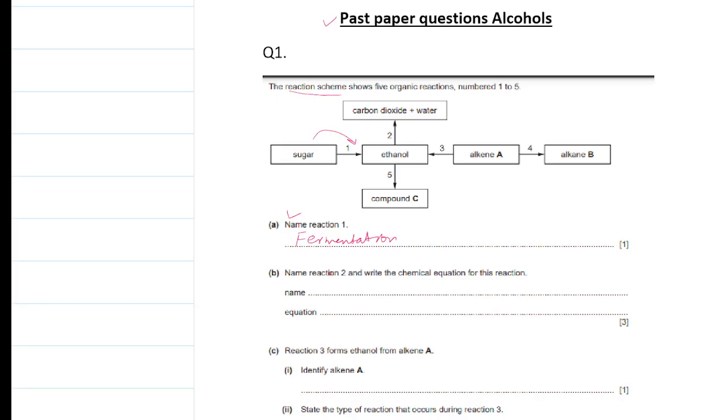So, okay. Now the name of reaction number two. Reaction two means ethanol conversion into carbon dioxide. So that is actually the combustion reaction. Okay, so there are two types of combustion reaction, the complete combustion and incomplete combustion. But now you can see here the carbon dioxide is formed. So whenever carbon dioxide is formed, that type of combustion is called the complete combustion. Okay, so that is the complete combustion reaction here.